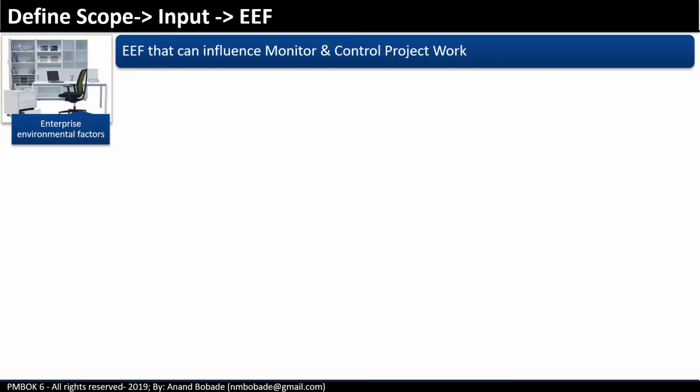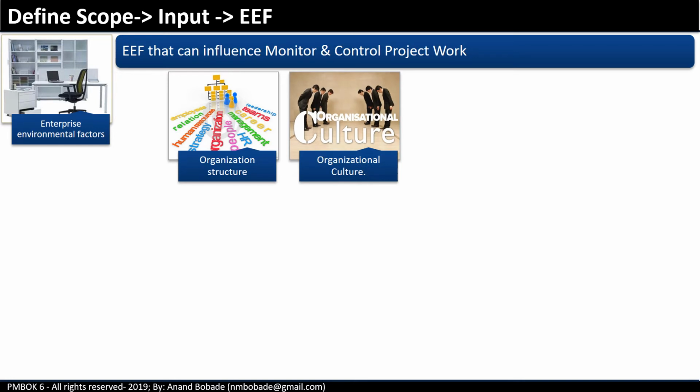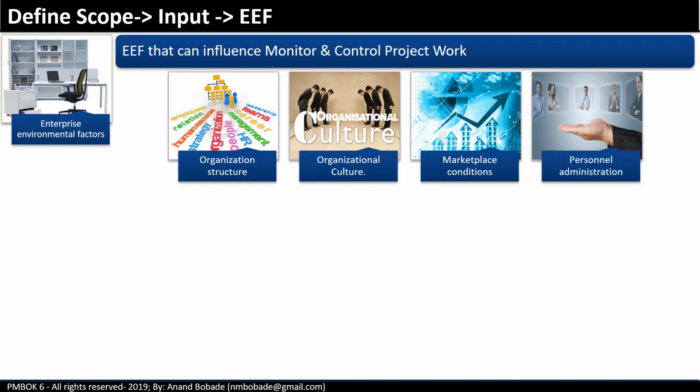Enterprise environmental factors may play an important role in the define scope process. Organizational structure, organizational culture, marketplace conditions. For example, is there any vendor working on a similar product or project? Personnel administration. For example, in a government project, HR law may constrain hiring certain resources.